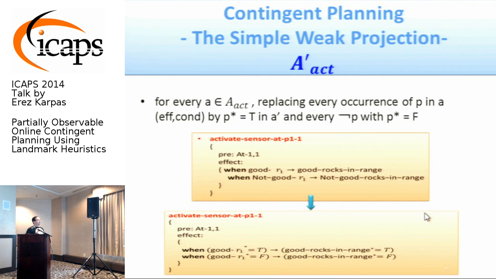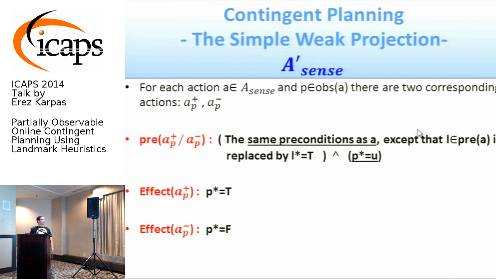Okay, so for each actuation action, we simply replace every positive occurrence of P with P star equals true, or P is known to be true, and every occurrence of not P with P is known to be false. Now, for the sensing actions, we do the same thing for the preconditions, plus for an action that senses P, we add a precondition that says that P is unknown, and then we basically create two actions, one which senses true and one which senses false, okay?